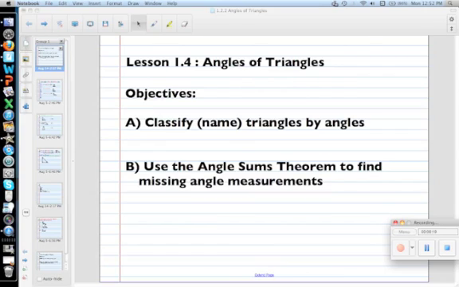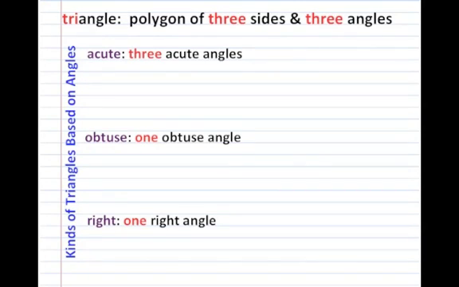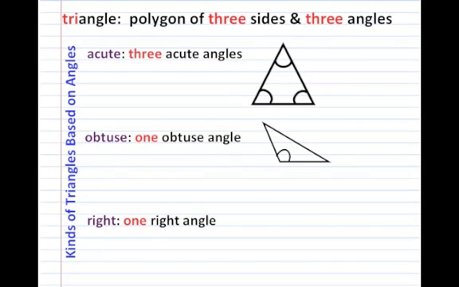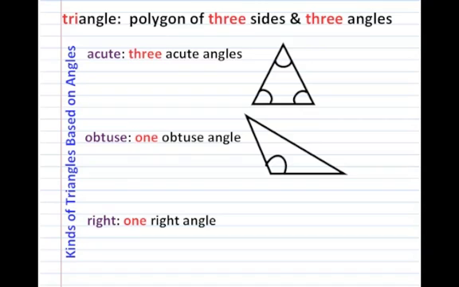So let's get started. So again, a triangle is a polygon of 3 sides and 3 angles. We already know the 3 names based on their sides, and tonight we'll focus on their angles. If a triangle has 3 acute angles, 3 angles that measure less than 90 degrees, we call it an acute triangle. If the triangle has 1 obtuse angle, 1 angle that is greater than 90 degrees but less than 180 degrees, we call it an obtuse triangle.